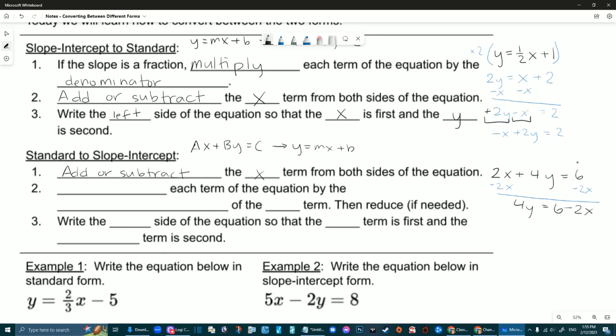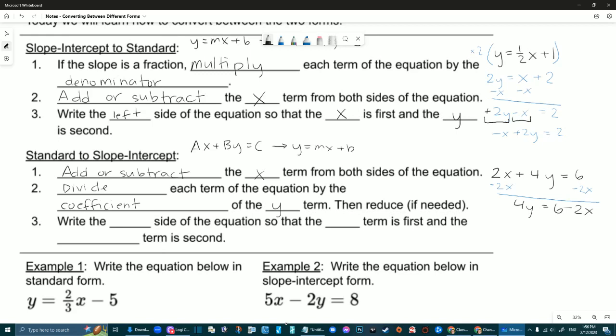The next step is we need to divide each term of the equation, so both sides, every term, by the coefficient of the y term. Remember that coefficient is the number in front of the variable. So in this case, the coefficient of the y term is the number sitting in front of the y. For our example, that's 4.